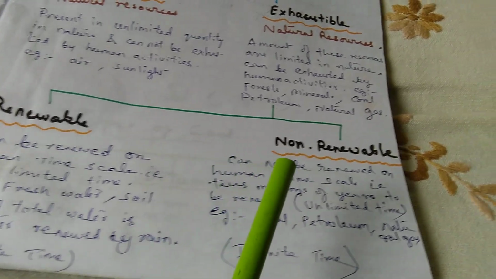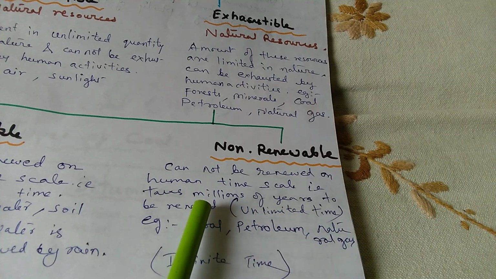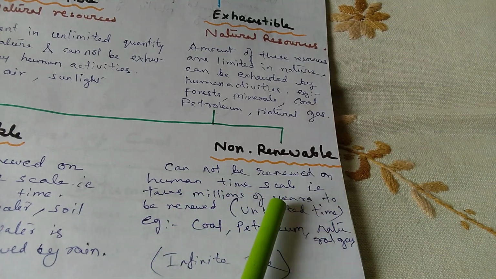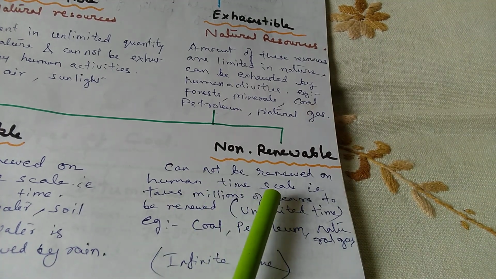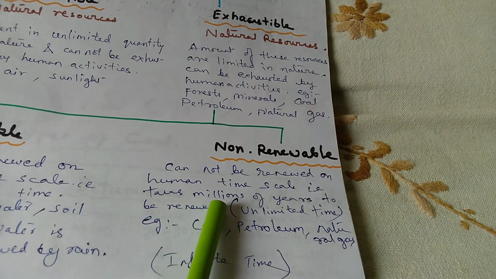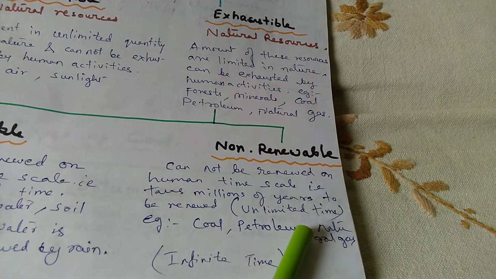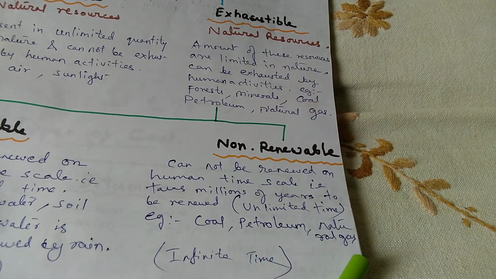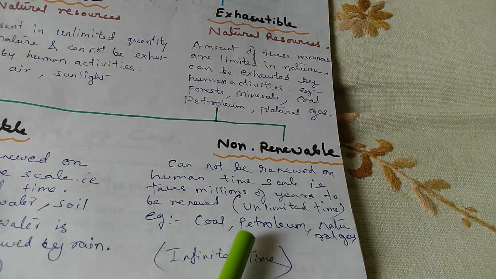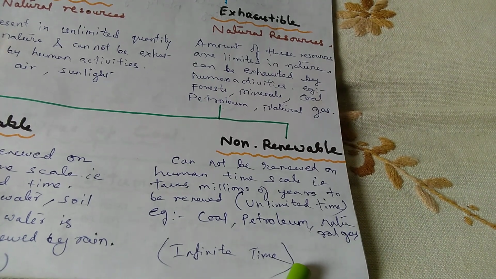Okay, so now come to non-renewable. Non-renewable resources are those resources which cannot be renewed at a fixed time, at a human time scale. Human time scale means in a fixed time, in our lifetime. They cannot be renewed. They take millions of years to be renewed. That means they take unlimited time to be renewed. For example, coal, petroleum, natural gas, etc. These resources are natural. They cannot be renewed in a fixed time because they take millions of years, infinite time, to be renewed.